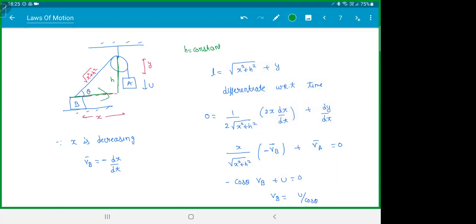B is actually going like this. So B's component in this direction should be equal to A's component. So VB cos theta will be u. But still, sometimes in an exam, in a flow, we make a mistake. So this is how method 2 works. You take the length of the string and differentiate and finish it off.